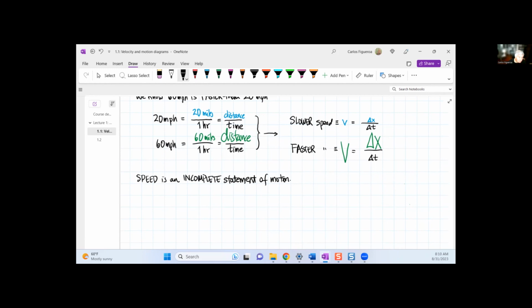You know, you could just say, hey, where's your house at? Just drive 20 miles an hour. You already know that that's useless. What we have to do here is that we have to include direction. So what we find here is that velocity is the correct term to use to describe the state of the motion.